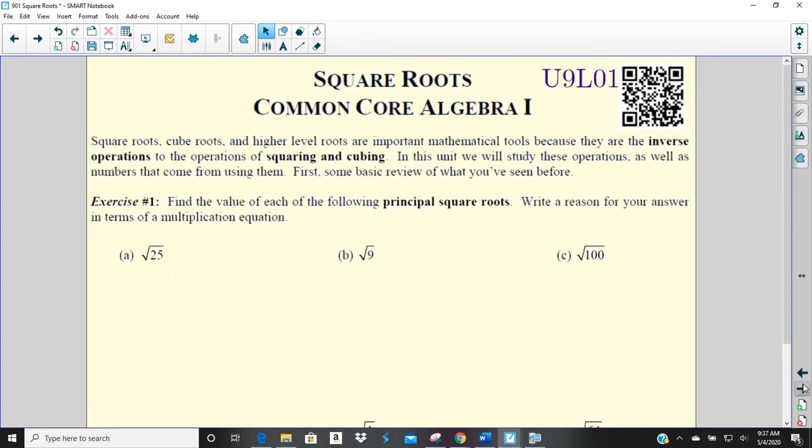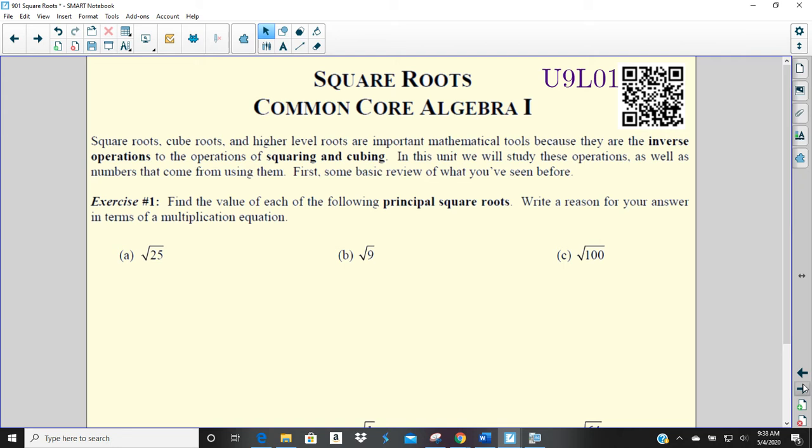So square roots, cube roots, and higher level roots are important mathematical tools because they are the inverse operation of squaring and cubing. So the square root is the opposite of squaring, and the cube root is the opposite of cubing. In this unit, we'll be able to study these operations as well as numbers that come from using them. Let's go through some basics. The first few exercises are super easy. You could probably blow through them, no problem. But don't forget, when it gets toward the end, I think it's question 7, pause and let me go through it with you, okay?